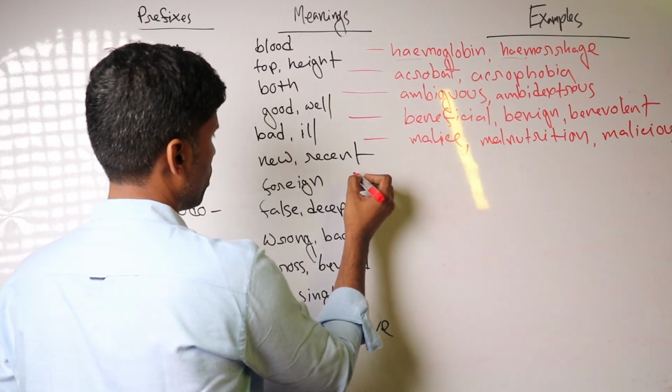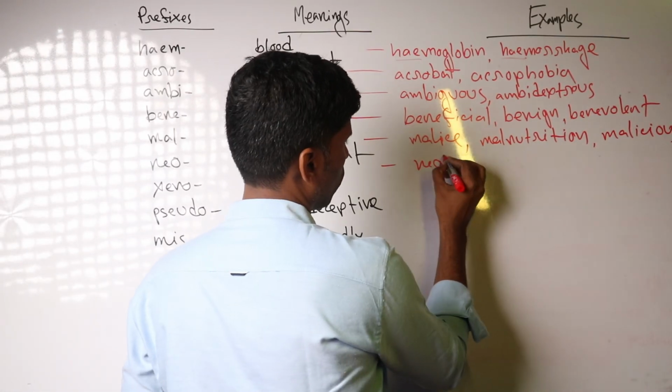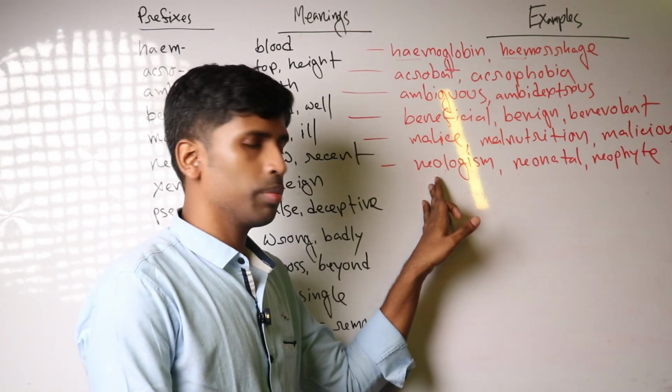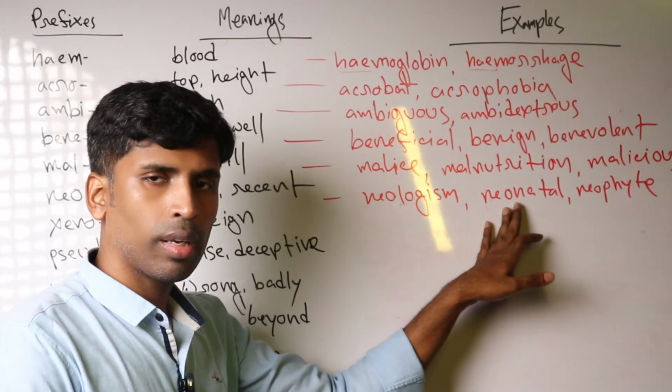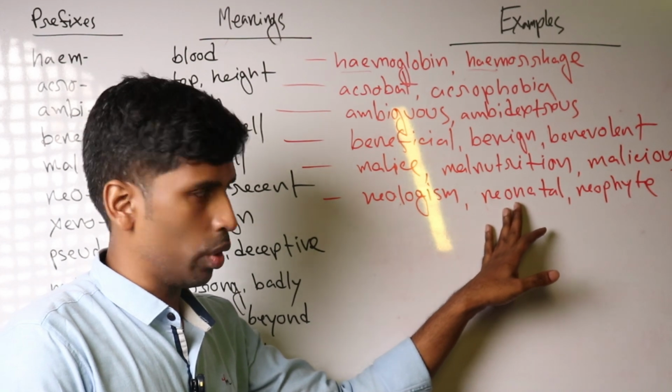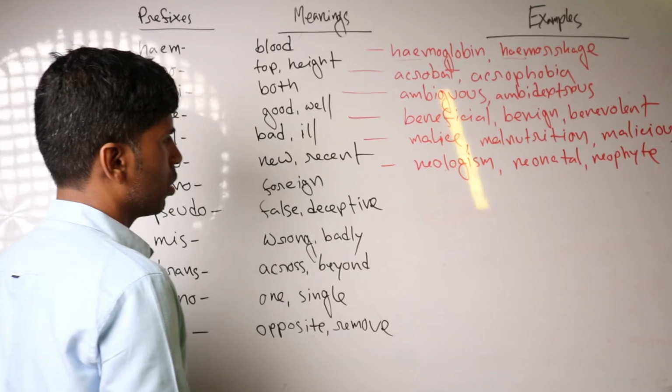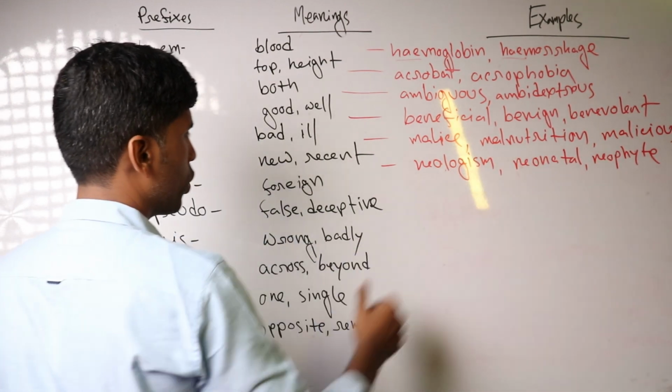Alright, next we have neo. Neo means recent or new. For example, neologism is a new word. Neonatal is related to newborns. And neophyte is a beginner and apprentice. So all these words have something to do with new.